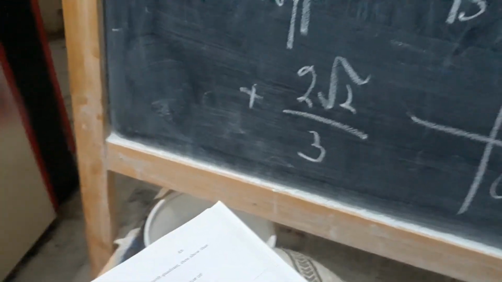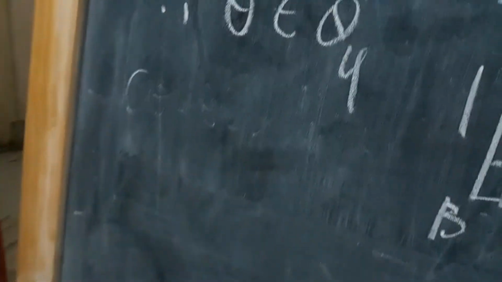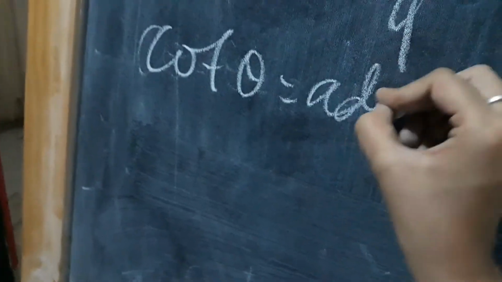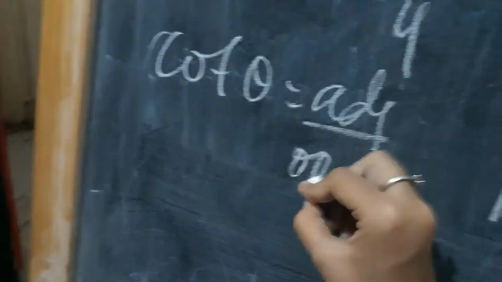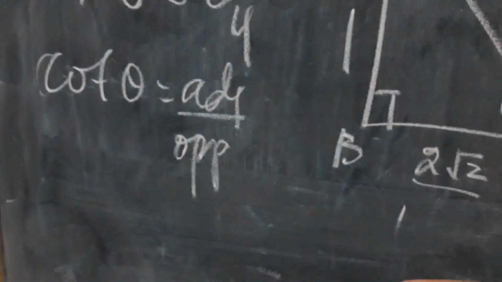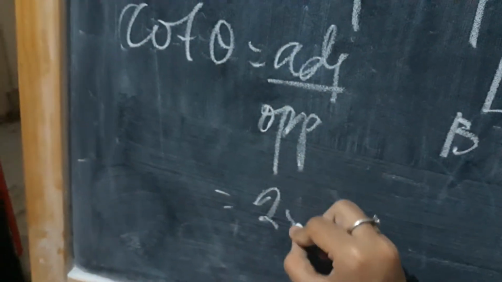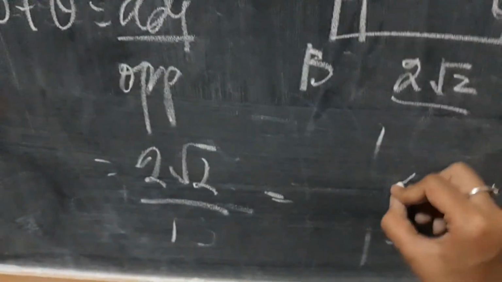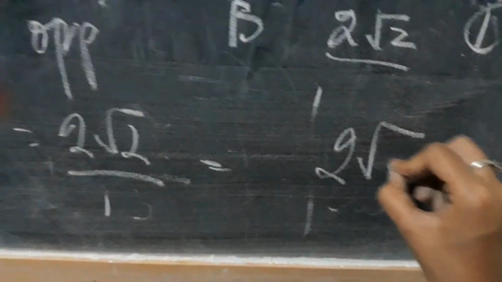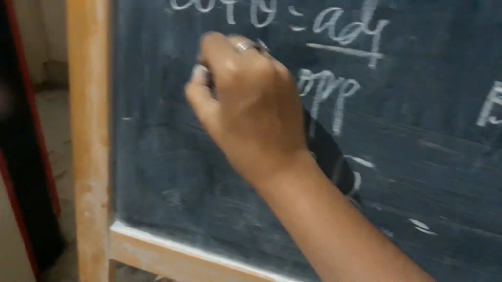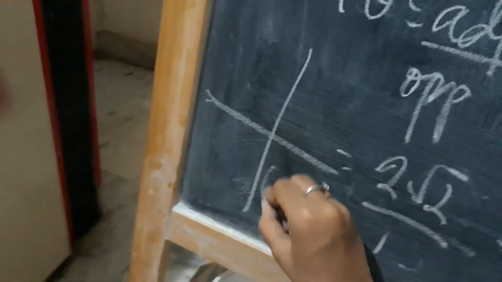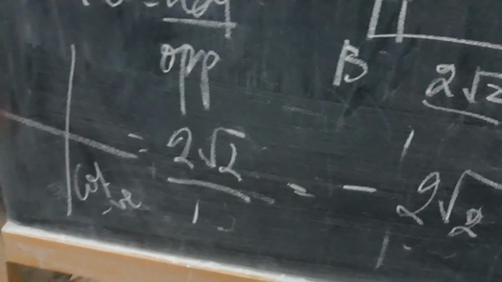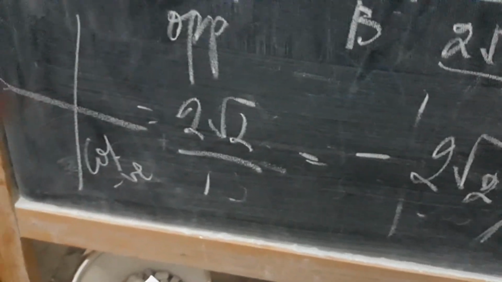And they are also asking for cot theta. Cot theta is equal to adjacent by opposite. Your adjacent is 2 root 2 and opposite is 1, so that is 2 root 2 only. But in quadrant 4 cot is negative, therefore you will get minus 2 root 2. Is that clear? This was your video.